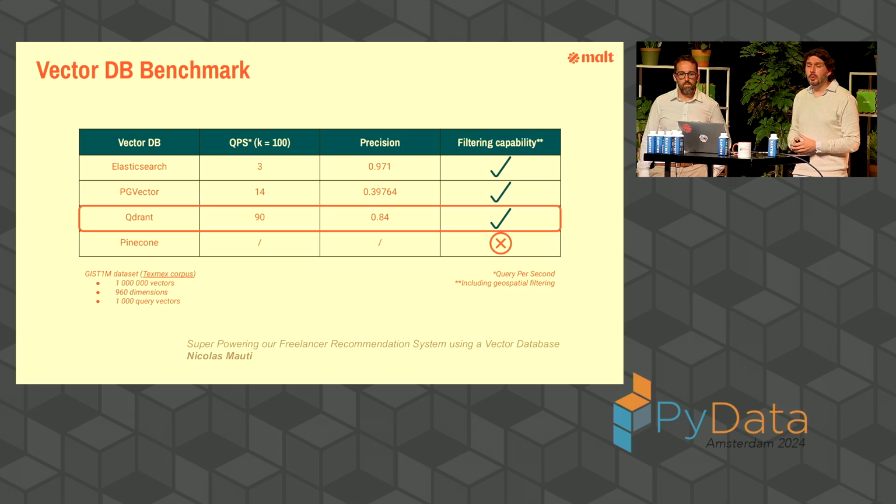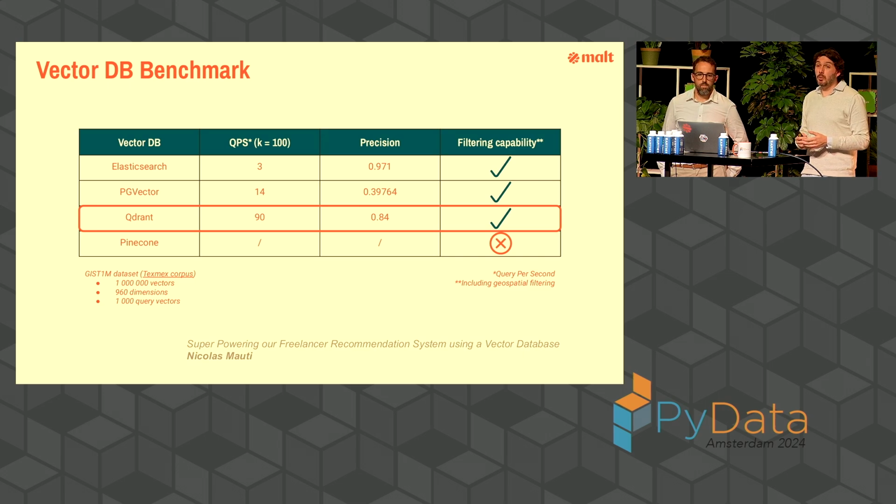But the conclusion was to use Qdrant, as it offers a good balance between latency and precision, while also enabling us to have additional filters, for example, geospatial filters. And moreover, what is great is that those filters are applied at the same time as the vector retrieval is done. So this has a great impact on latency and the quality of the results.